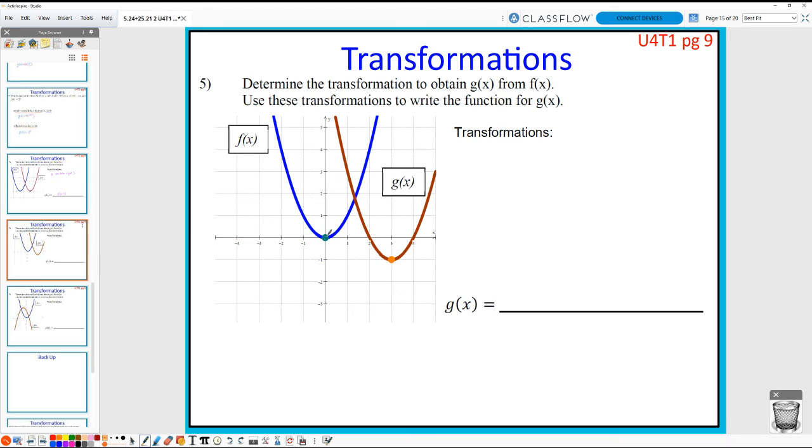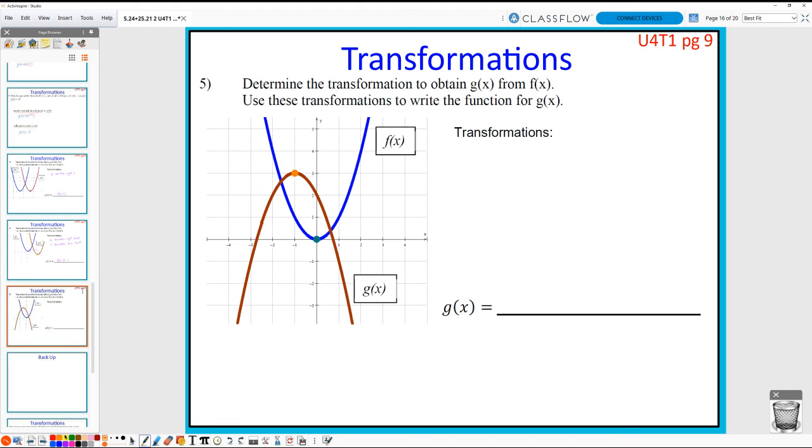Similarly, for this one, again, I look at that, go 1, 2, 3 to the right, and 1 down. So I do have 2 translations. I have horizontal translation, right 3 units. I have a vertical translation, down 1 unit. Again, I don't know exactly what the equation is, but I can write it in terms of my general form. I have x. If it's to the right, minus 3. Down 1 is minus 1.